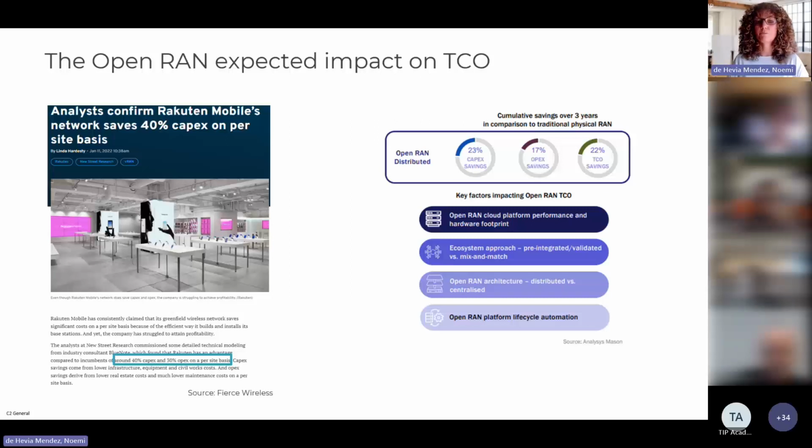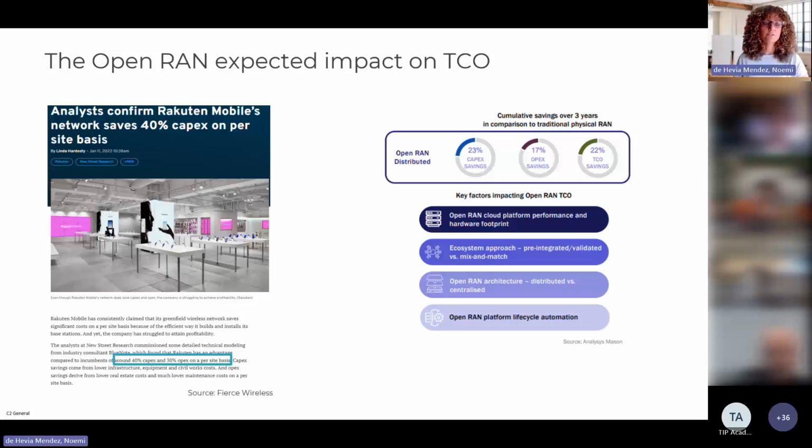It depends on the type of operator, if it's greenfield or brownfield. It depends on the architecture selected for Open RAN: distributed, centralized CU, or centralized CU and DU. And it also depends on the existing cloud infrastructure, the level of automation, and the ecosystem management that is put in place. That means that each operator will need to build their own TCO model based on their requirements and the strategy to finally understand what are the TCO savings that Open RAN brings.